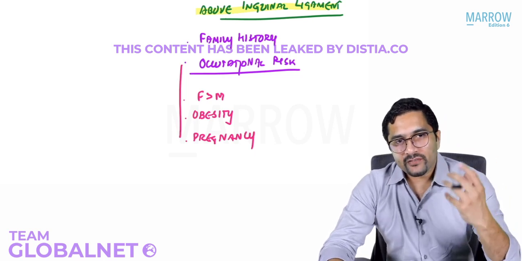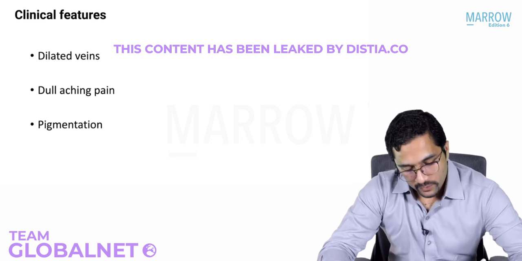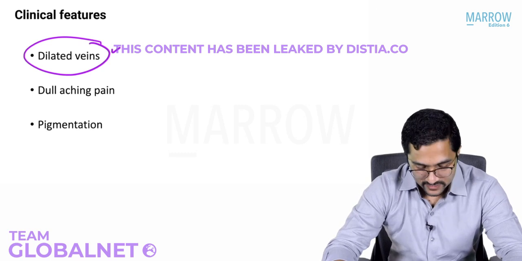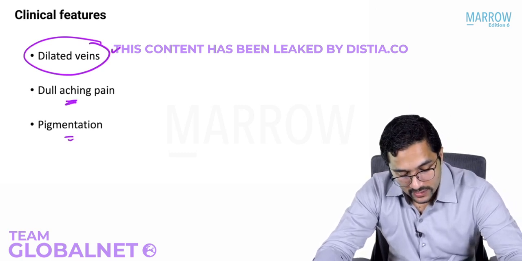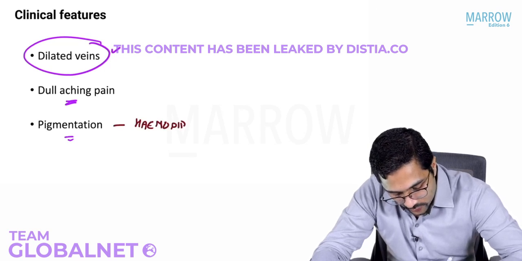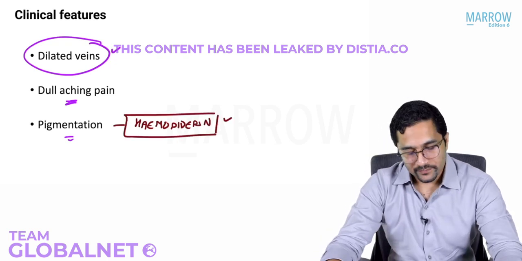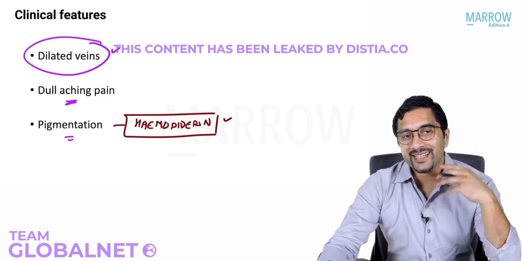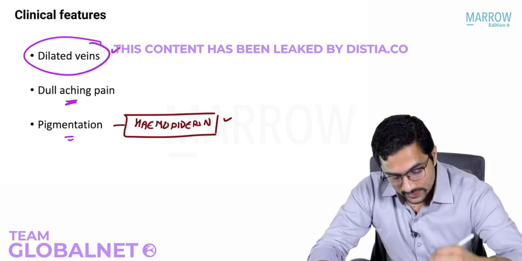Now, what are the clinical features with which patients are going to come to us? So the most common clinical feature is that the patient is going to say that they have dilated veins in the legs. They can also have dull aching pain, or there can be pigmentation. This pigmentation is because of hemosiderin deposition. This has also been asked in the exam. It is because of hemosiderin deposition. Now, these dilated veins, depending on the size, there are different names for these veins, and they have been asked quite frequently in the exam.